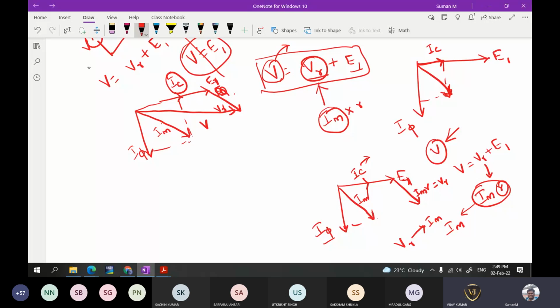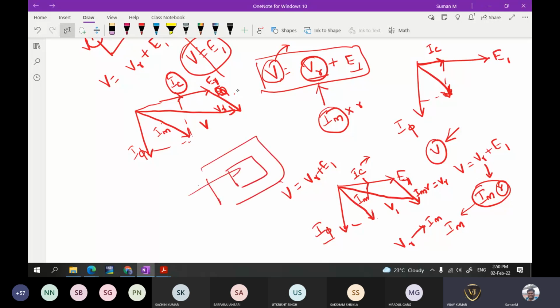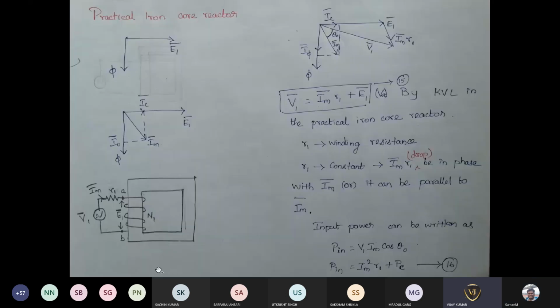Now we wanted to write V. V is nothing but the vector addition of VR plus E1. All are vectors. It is not scalar. So now you just add both the components, and we will be getting V. So we have drawn the very basic phasor diagram for a transformer which is having only the primary winding, which is like this. Still further components need to be added, that we will be seeing one by one now.